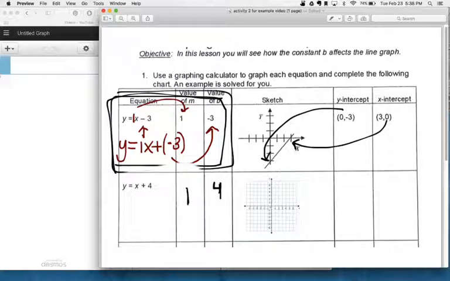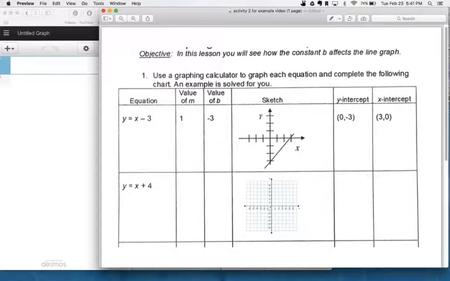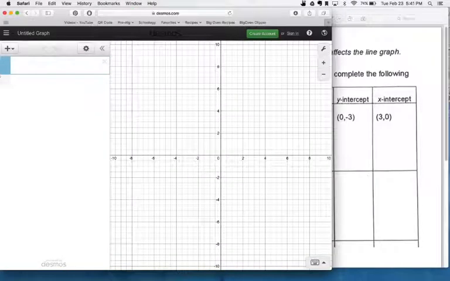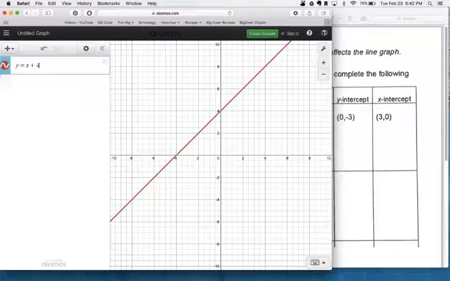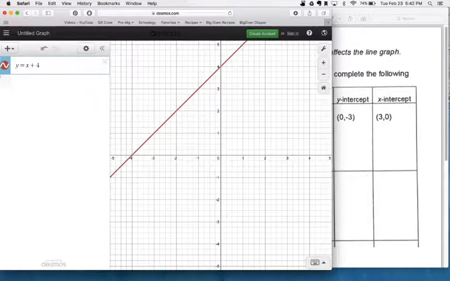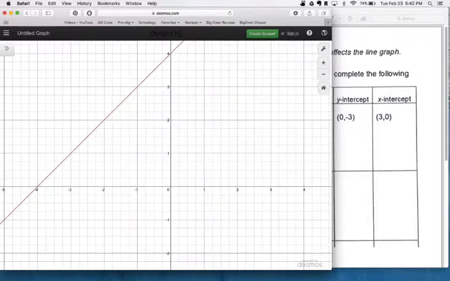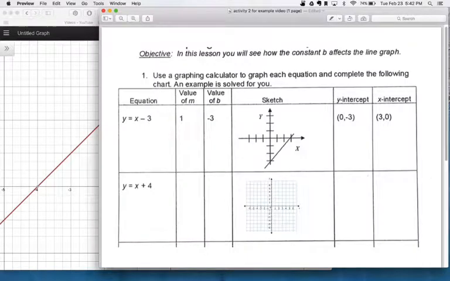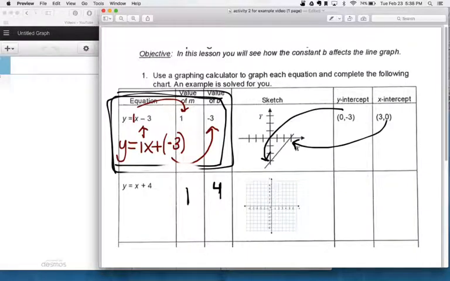Now we're going to head over to our graphing calculator. I'll have the drawings back in just a minute. I'm going to enter in y equals x plus 4 and create my line here. I'm going to zoom in just a little bit so we get a better view, and then head back to our drawing here.